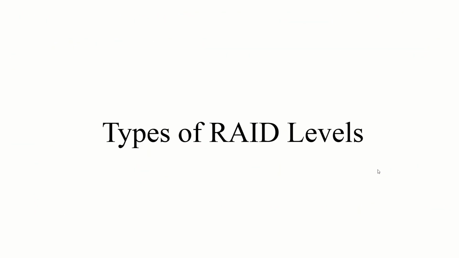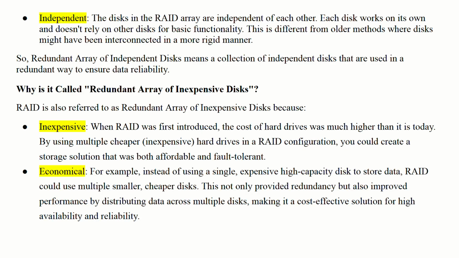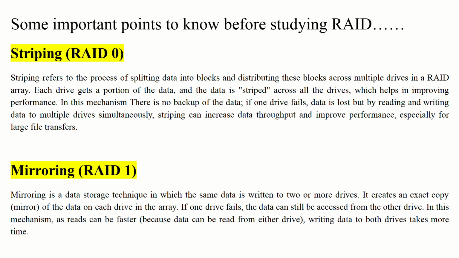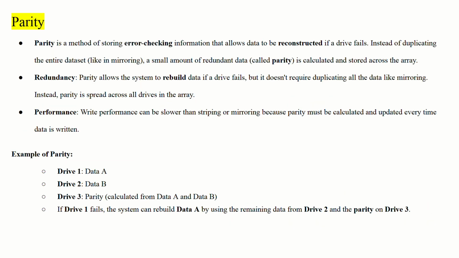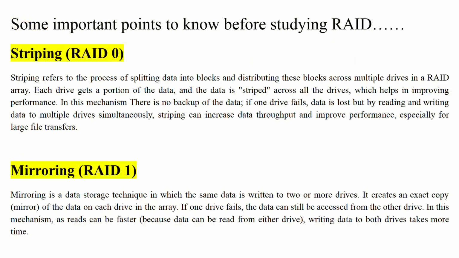Now let's see the types of RAID levels. Before going to the RAID levels, first we need to know some components related to RAID. They are striping, mirroring, and parity. These are the main three components that we need to know before we learn the types of RAID levels. Striping is the process of splitting the data into blocks.